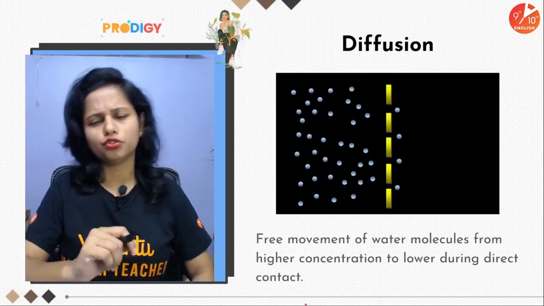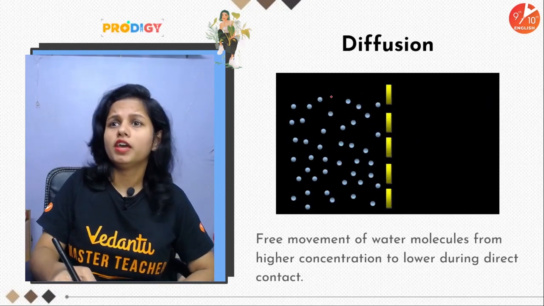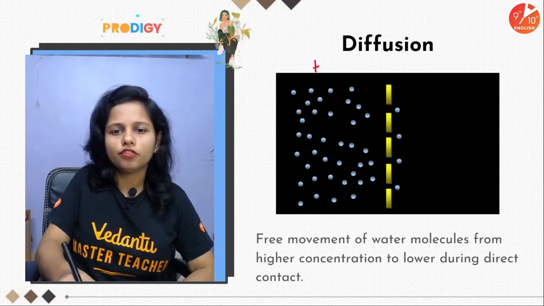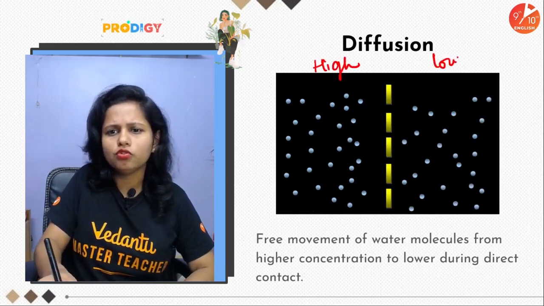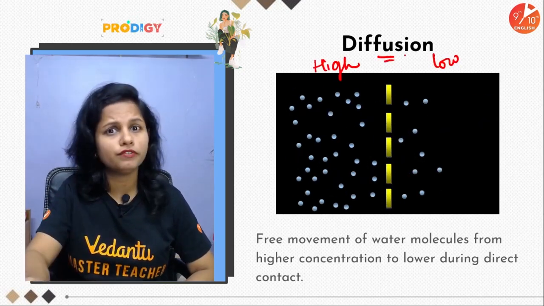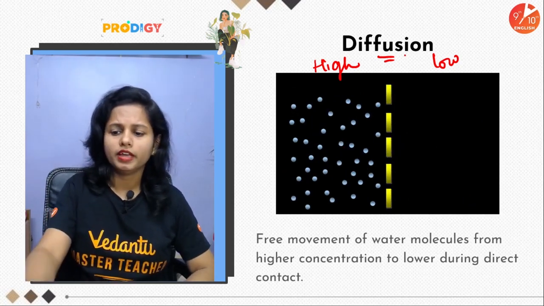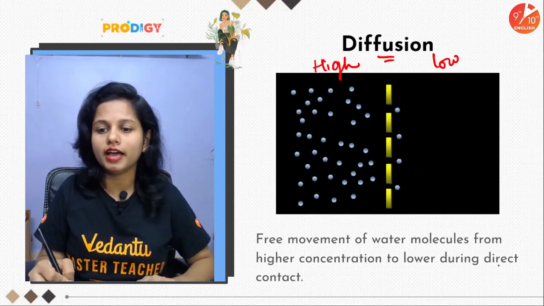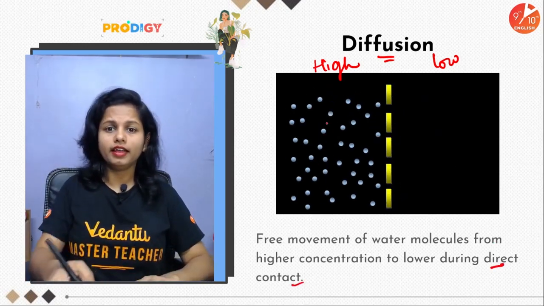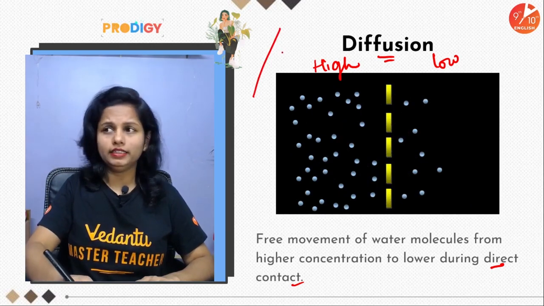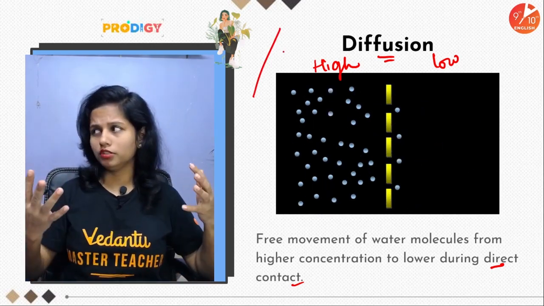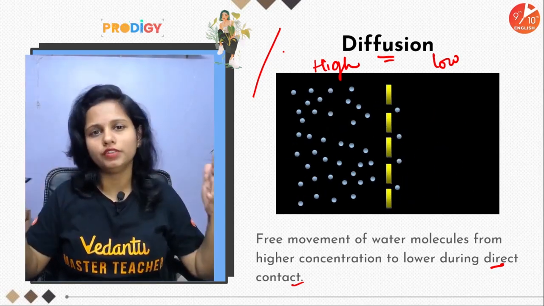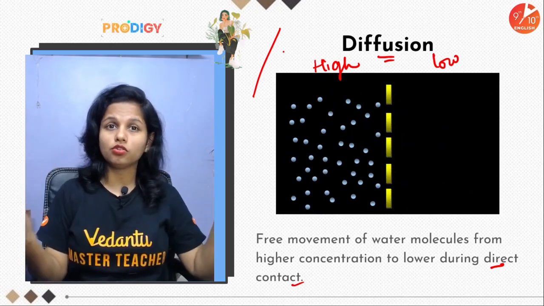Now the second one is diffusion. We have already studied this many times. When molecules move, solid, liquid or gaseous, from a region of high concentration to a region of low concentration, that's what we call diffusion. And diffusion occurs when the two different concentrations are in direct contact. Like if I light an incense stick over here, slowly within 15-20 minutes, the entire room will be filled with the fragrance of that incense stick. So that's called diffusion.